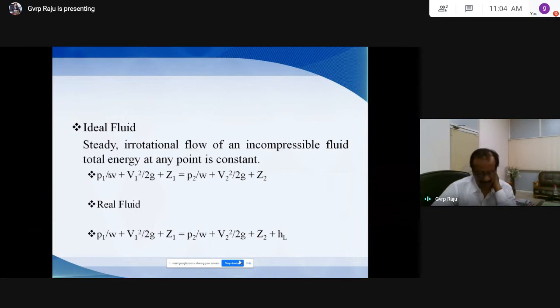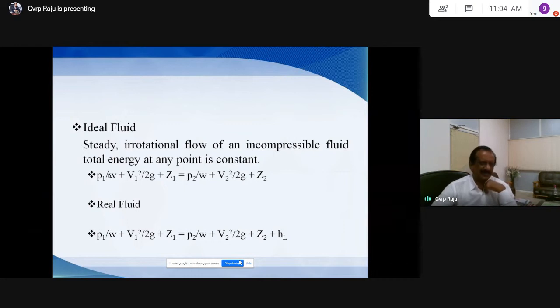And V1 square by 2G is the velocity head, and Z1 is the datum head. V1 square by 2G, velocity head. So that means you need to have the values of P1 and V1 at section 1. P1 is pressure and V1 is velocity, giving the velocity head or dynamic head, and Z is the datum head.